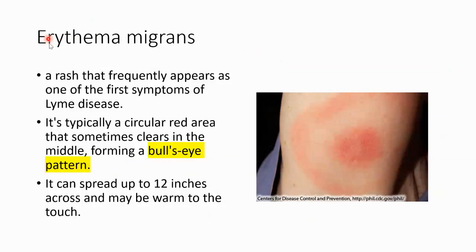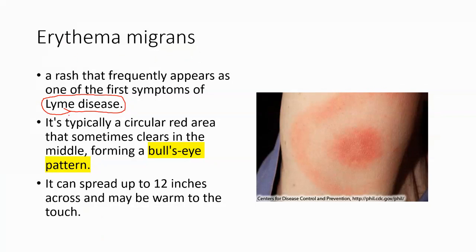This next one right here is called erythema migrans. So remember, erythema means red. Migrans is like migrating or moving. And it's a rash that frequently appears as one of the first symptoms of Lyme disease. I just wanted to bring this up because it's a specific type of rash that occurs.